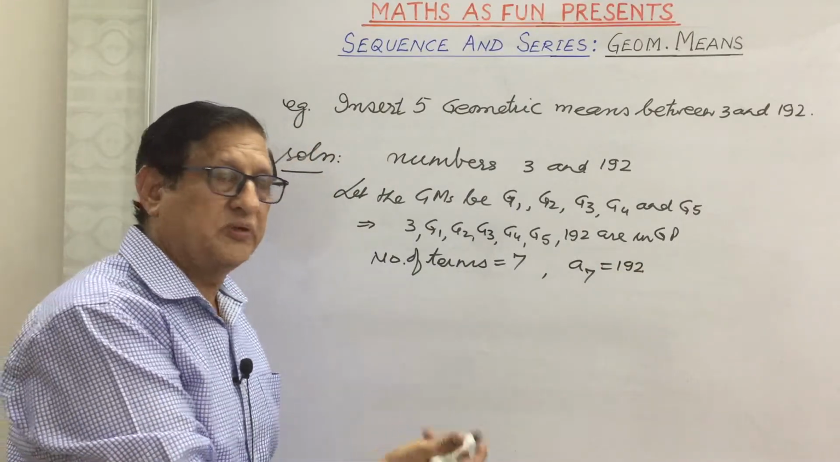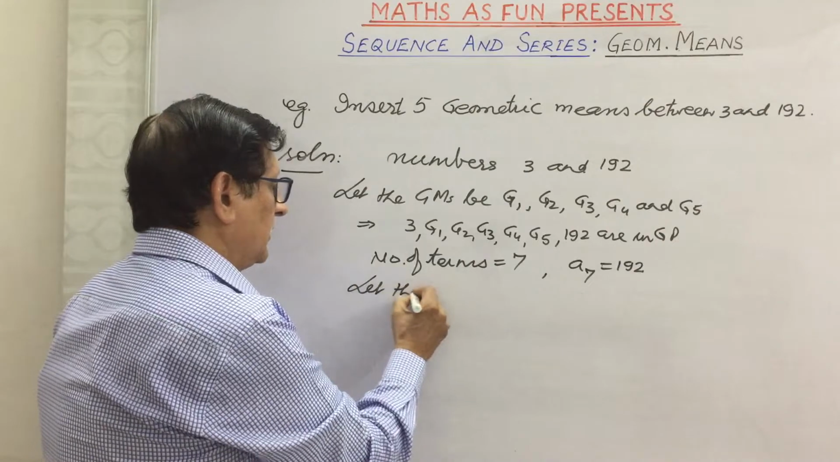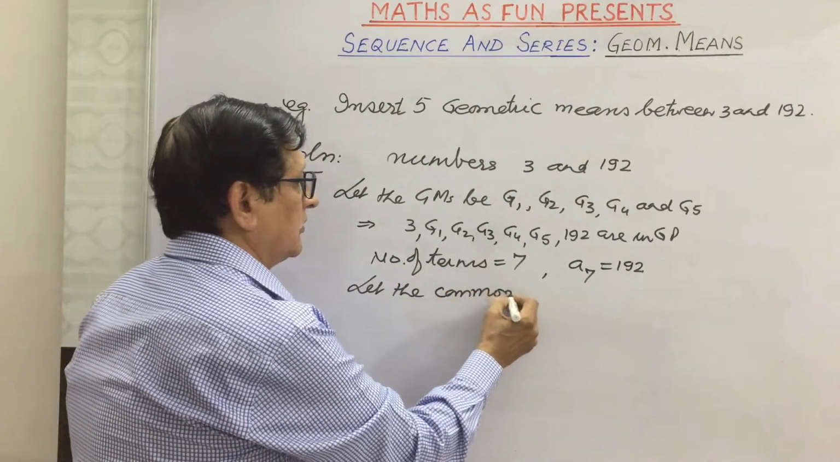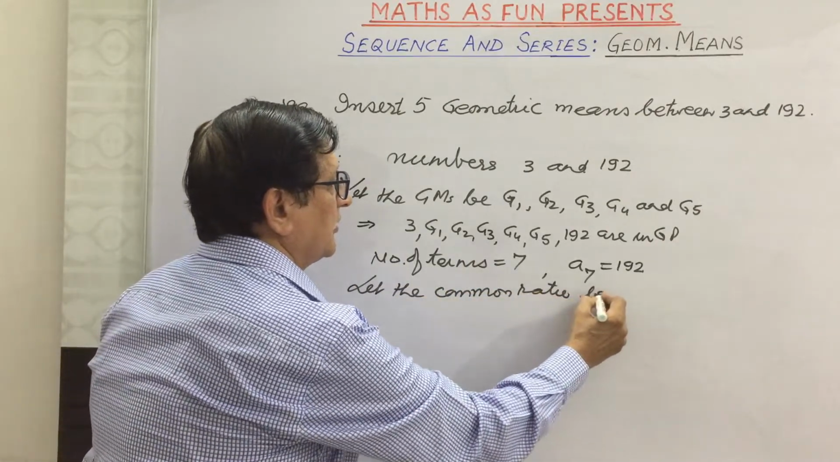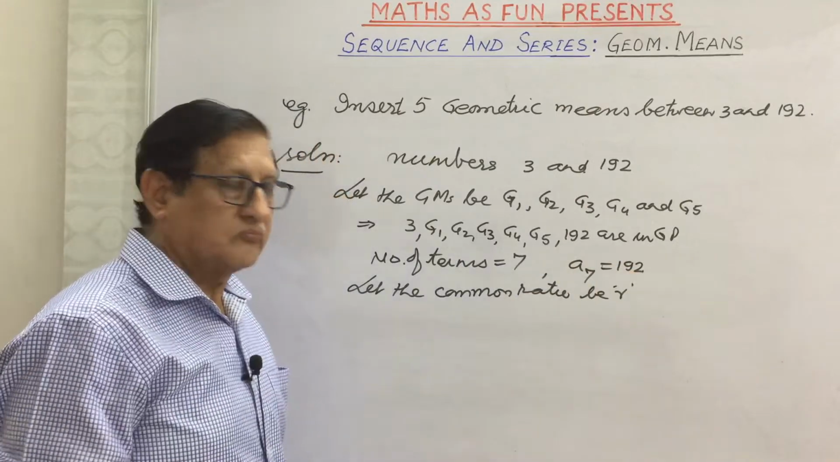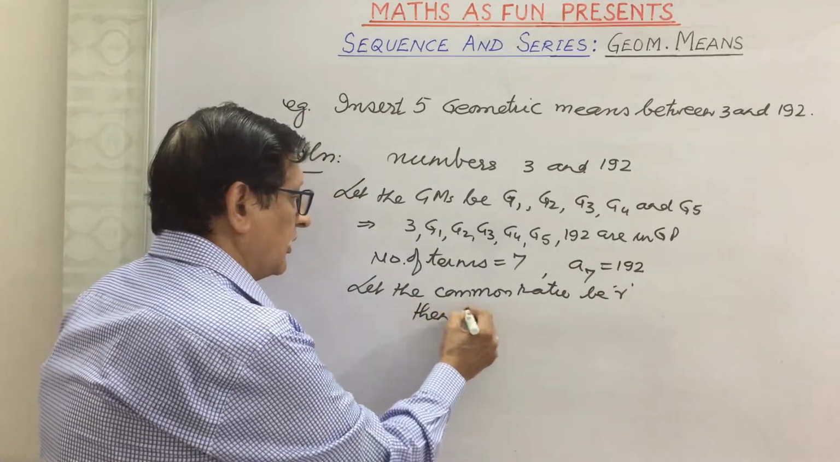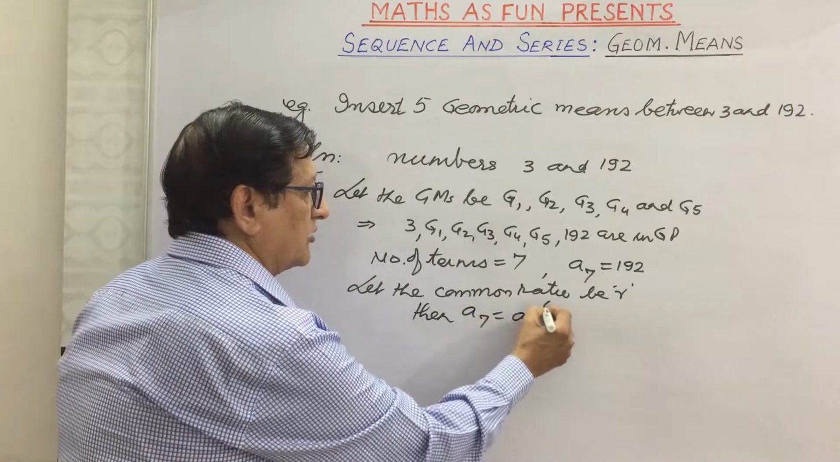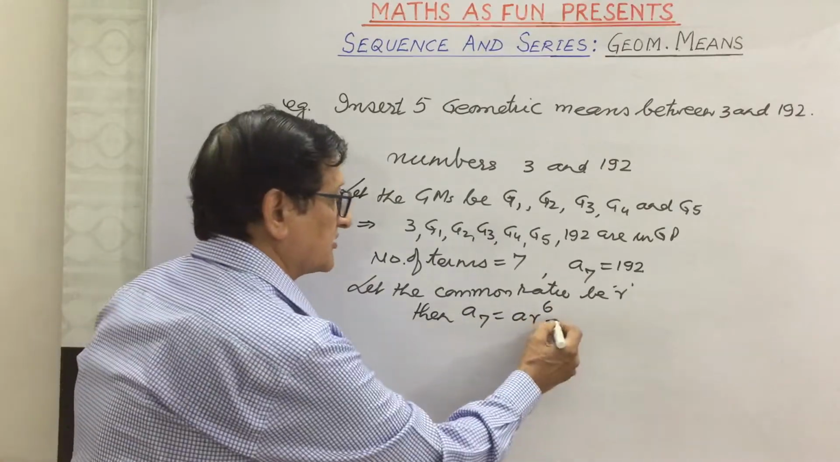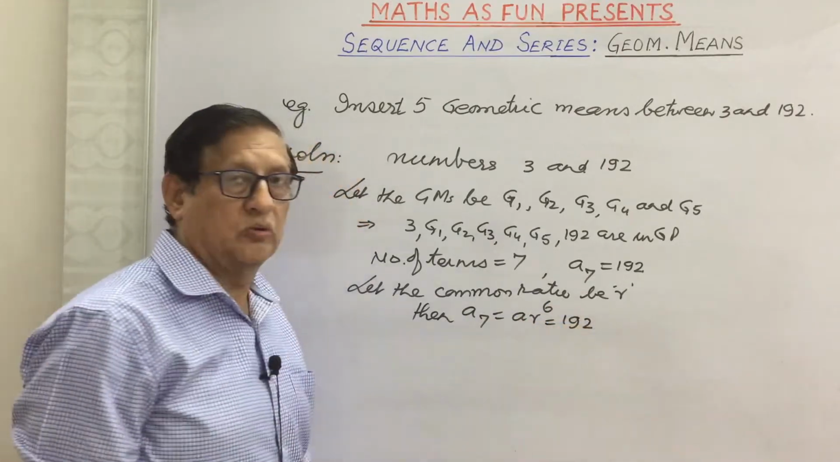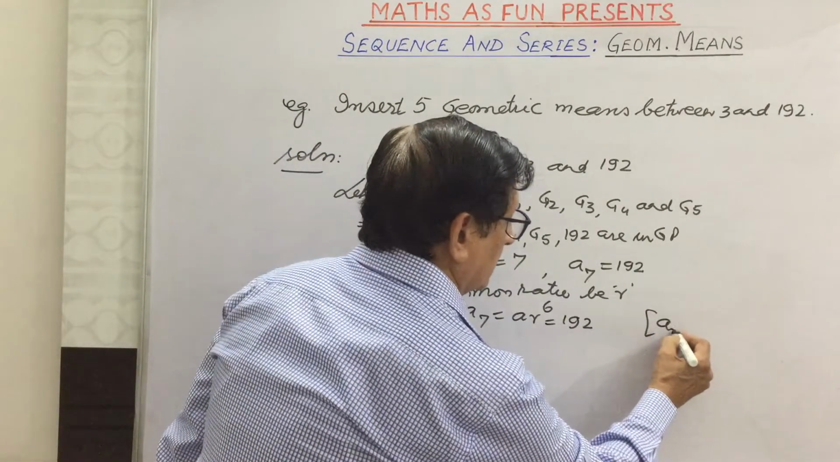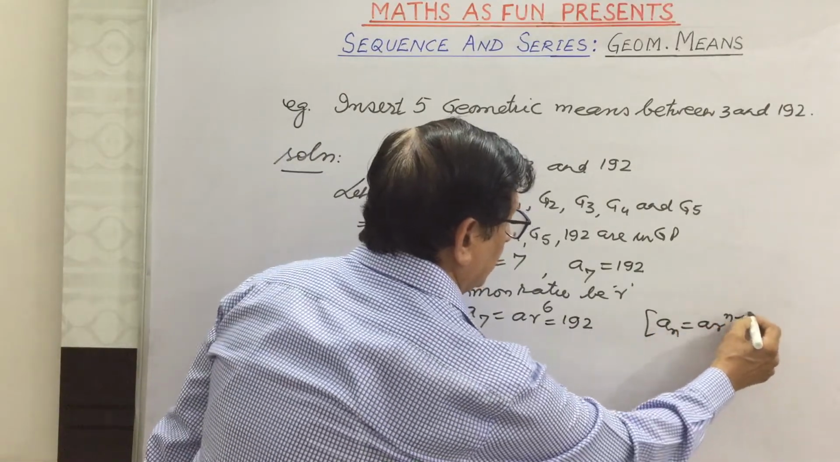Let the common ratio be R. Then A7 is A into R to the power 6, and that is equal to 192, because we know the formula of general term An equal to A R to the power n minus 1.